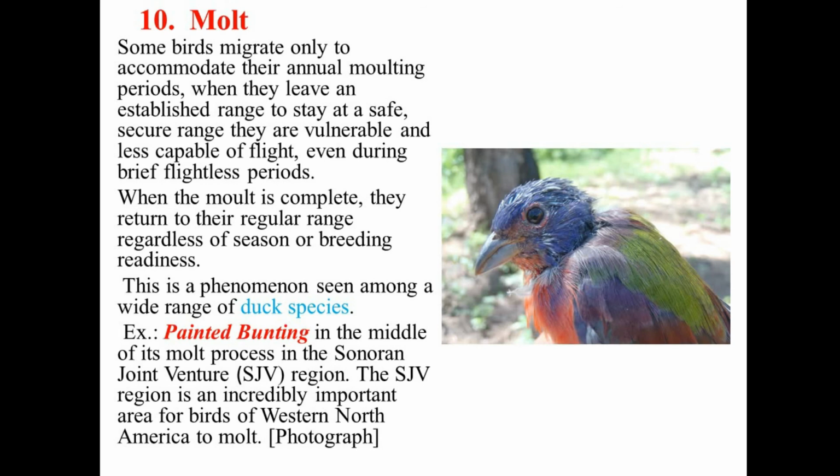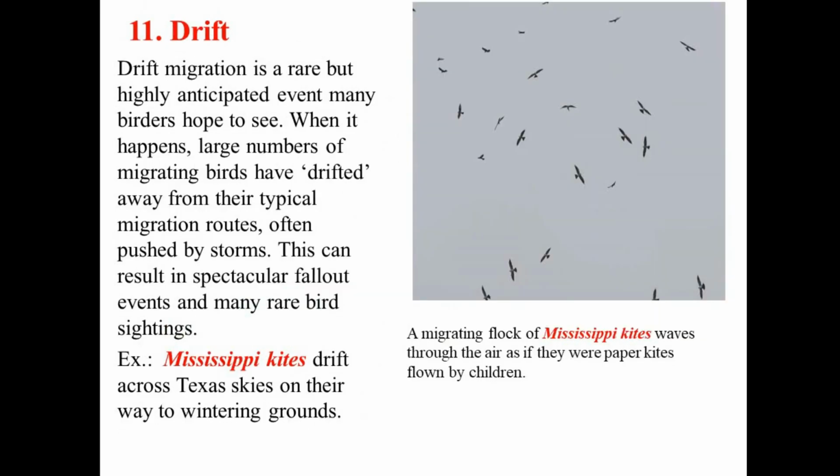This is a phenomenon among a wide range of duck species. It is not common with other types of birds, and the example is a painted bunting in the middle of its molt process in the Sonoran Joint Venture region, which is an incredibly important area for the birds of Western North America for molting purposes. The bird is shown in this photograph. Now we'll move to the last one, drift type of migration.